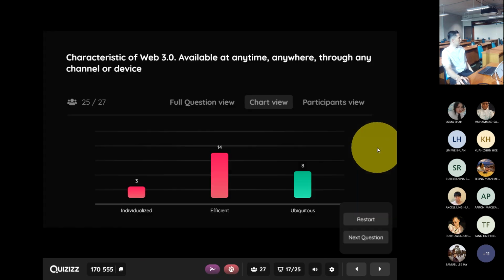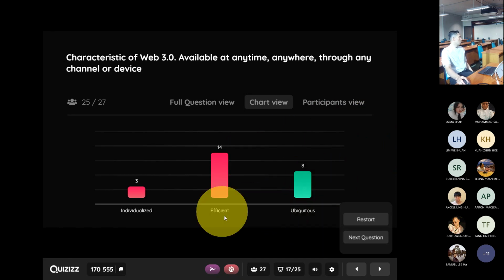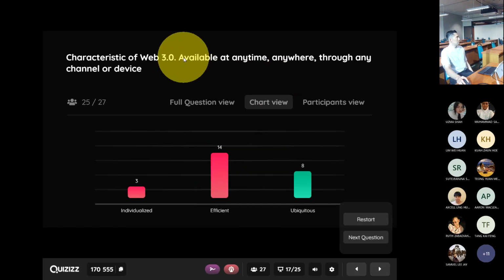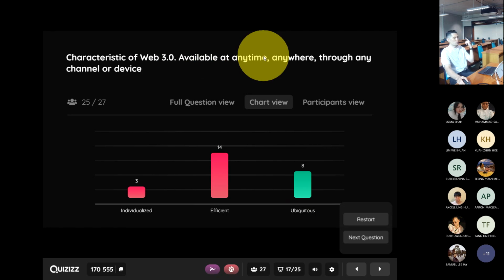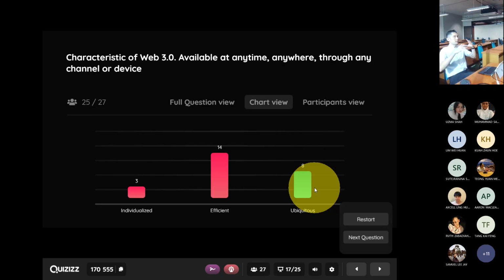All right. So evidently this refers to the term ubiquitous. Do not worry, I know 14 of you went over to efficient. So this term, available anytime, anywhere, through any channel or device, is referring to ubiquitous. It's quite an important term because there is a whole area called ubiquitous computing as well. It's how you are trying to embed the internet into everything around us, into devices and appliances around us, which you then realize has a lot to do with IoT.